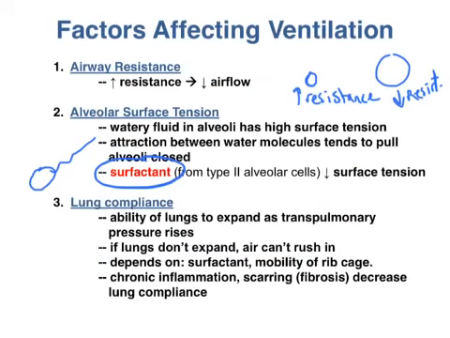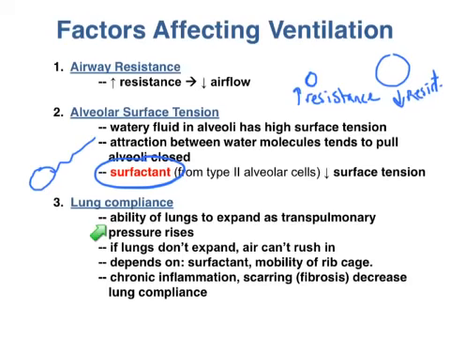The third factor that affects ventilation that has to do directly with the lungs is lung compliance. Compliance just means the ability of the lungs to expand as transpulmonary pressure rises. Rising transpulmonary pressure means that the intrapleural pressure is dropping, and so the thoracic cavity is expanding. So compliance is important because if the lungs don't expand, you can't get air to move in. The whole thing that's drawing air in is this increase in volume in the lungs, decreasing the pressure. So if the lungs aren't actually expanding, there's no air movement.